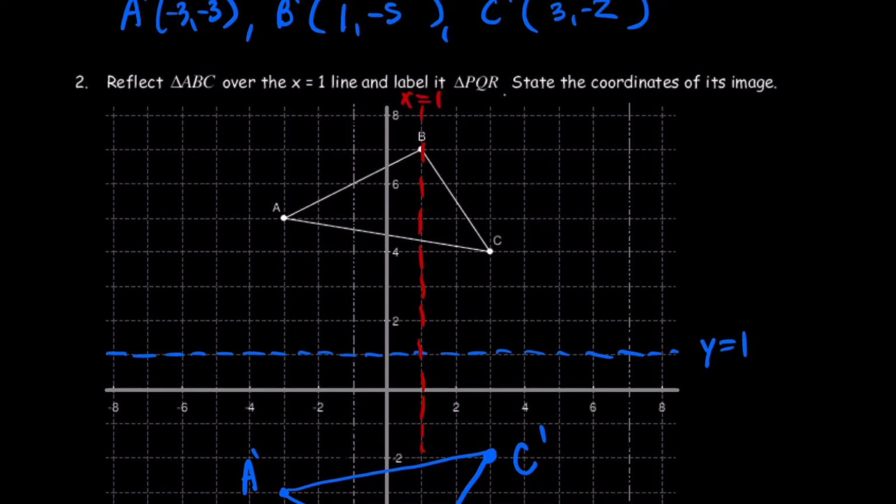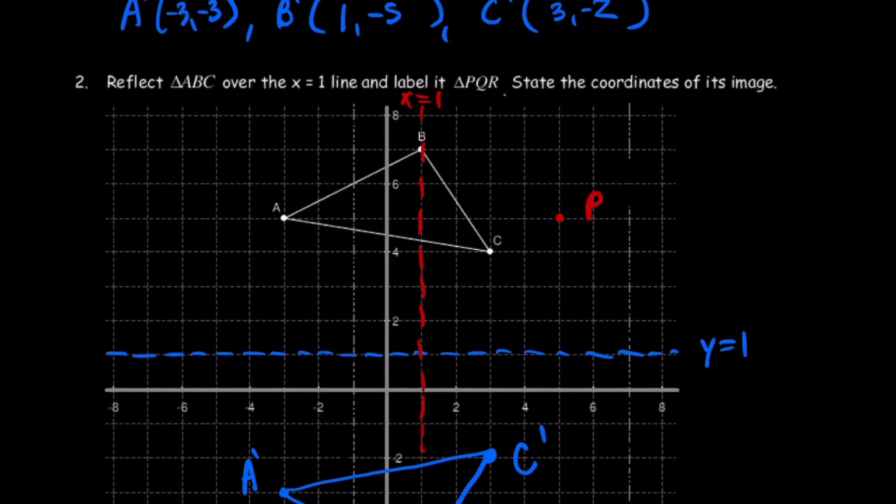And now let's reflect our points. So here's A. I have to count the distance from A to the line of reflection, so that's 4. I need to go 4 on the other side. So A double prime, or in this case, notice they want us to use P, Q, R. So A will go over here and it'll become P. 1, 2, 3, 4. Right there is P. Oops, it doesn't have a prime. Sorry about that. Just P.